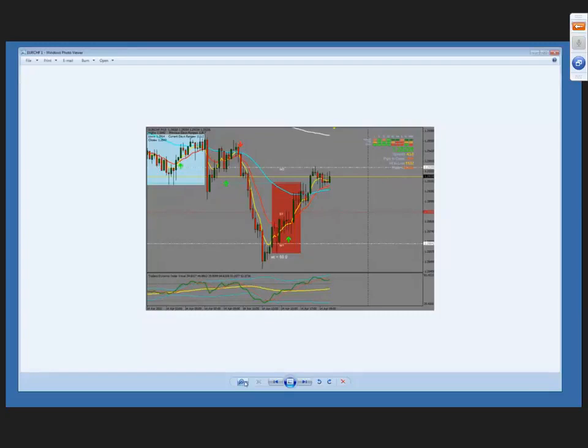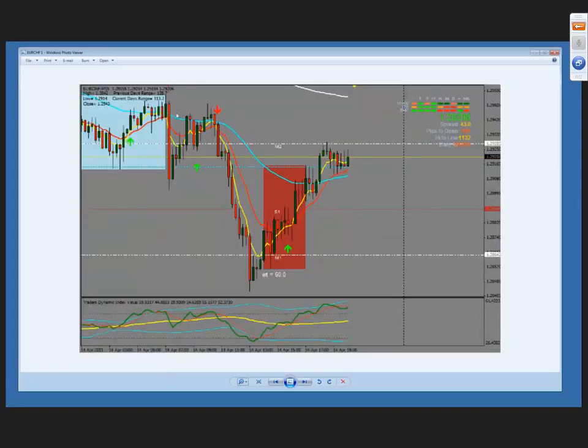Here's our next example. Okay, we see it had some crazy activity out of the Asian session here. Kind of dropped down, came back up. Had a nice drop here. I'll see if there's a trade in this one.